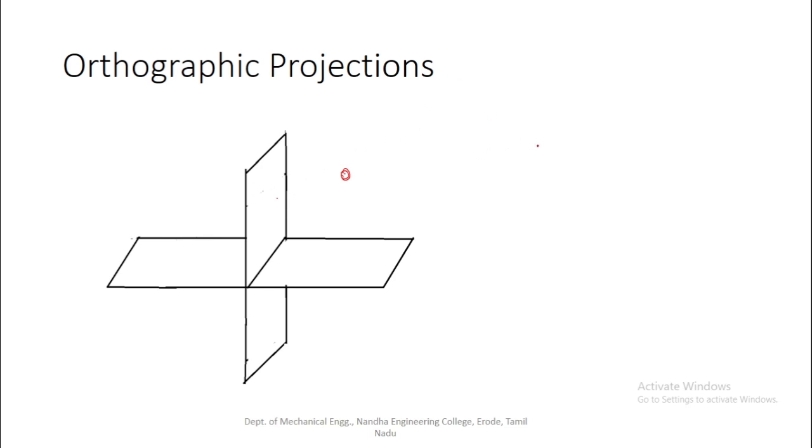To draw the front view, the observer is always here. The rays coming out from the observer are perpendicular to this plane. The orientation of this plane is vertical, so this is called the vertical plane. On the vertical plane, the front view is projected. To draw the front view, the observer is always here, so the front view will be projected on the vertical plane.